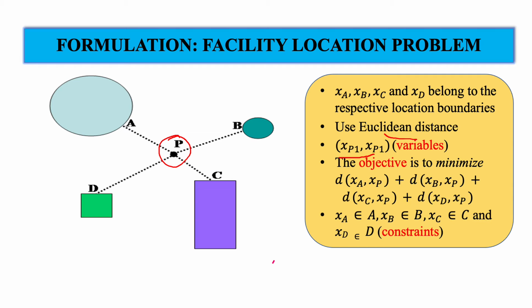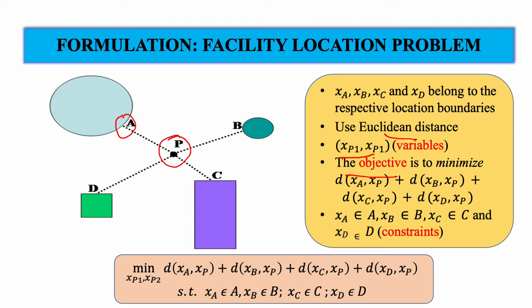So the objective is to minimize the distances between XA and XP, XB and XP, XC and XP, XD and XP. Okay, so this is my objective function. Again, what is the constraint? The constraints are that these XA, XB, XC and XD points should lie in these population centers' boundaries. Okay, so the problem can be written in this form.